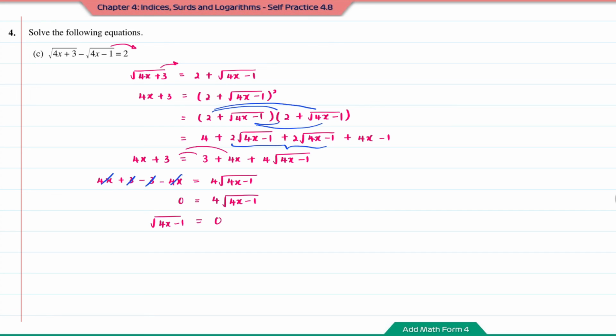So next, move this square root to the other side. So 0 squared is still going to be 0. So 4x minus 1 now equal to 0. So move this 1. So 4x is equal to 1. Therefore, x is equal to 1 over 4.